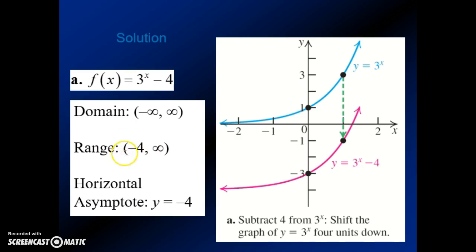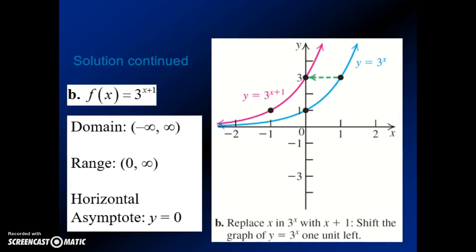Understand and remember, it will affect the range of this function. Once we pick a function up and move it up or down, or once we stretch it or compress it and do some things like that, it can affect the range of our function. So it will also affect the horizontal asymptote. The horizontal asymptote that was y equals 0 is now y equals -4. So let's look at the next example. This was the horizontal translation where the function was picked up and moved 1 unit to the left.